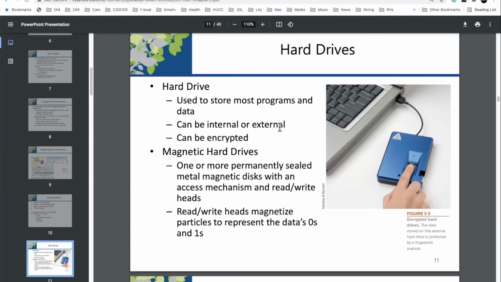Okay, we categorize when we learn a discipline. So hard drives can be internal or external, can be encrypted. I'll actually add they should be encrypted. So you never know. You never know when your computer will be stolen.